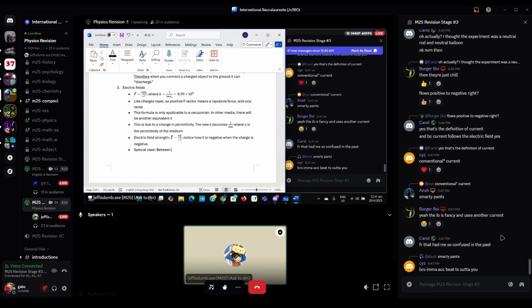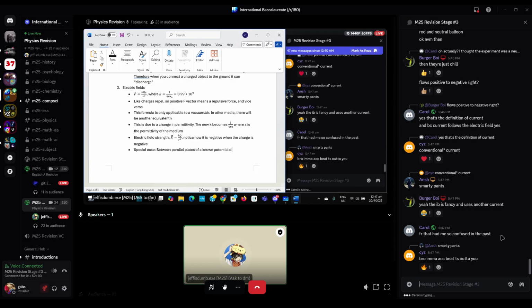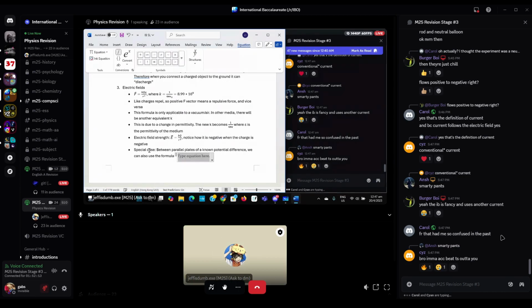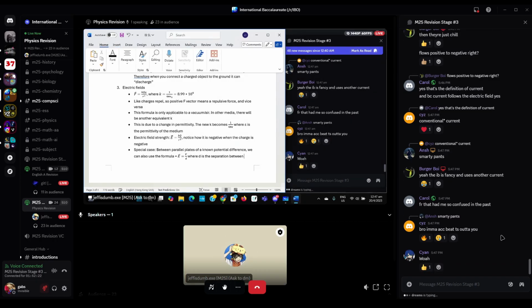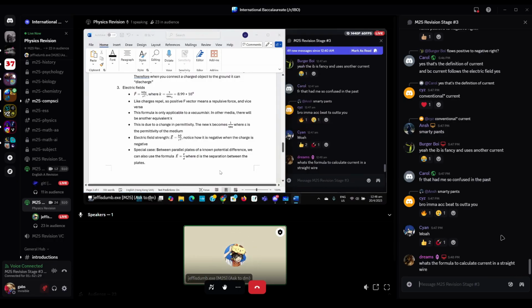One more remark is that between parallel plates of a known potential difference, we can also use the formula E equals V over d. You don't need to know why this stands, but it works.